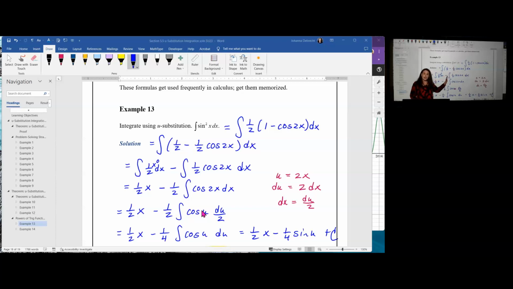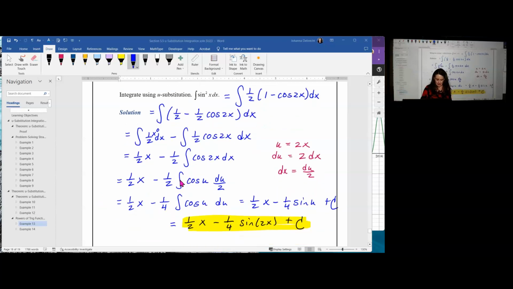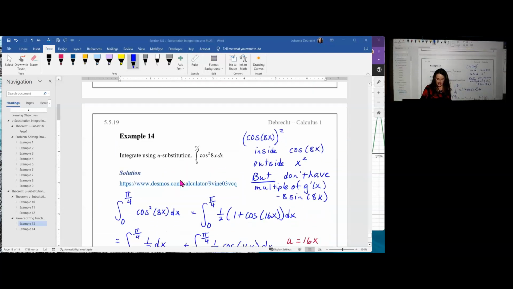Instead, I must use the reduction formula. We have one last one to work with, which is going to be with cosine squared. And this one is a definite integral. I've already worked it out for you to save a little bit of time. So let's take a look at what I have.